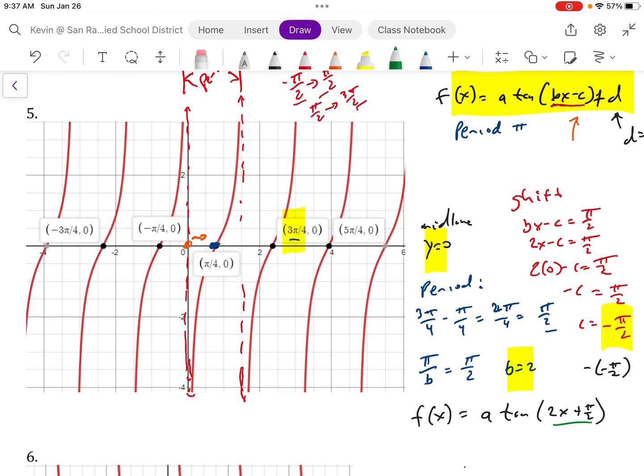And if you notice, real quick, if I were to take this and factor out the 2, it'd leave me with x plus pi over 4. And that's this pi over 4 shift that we see.